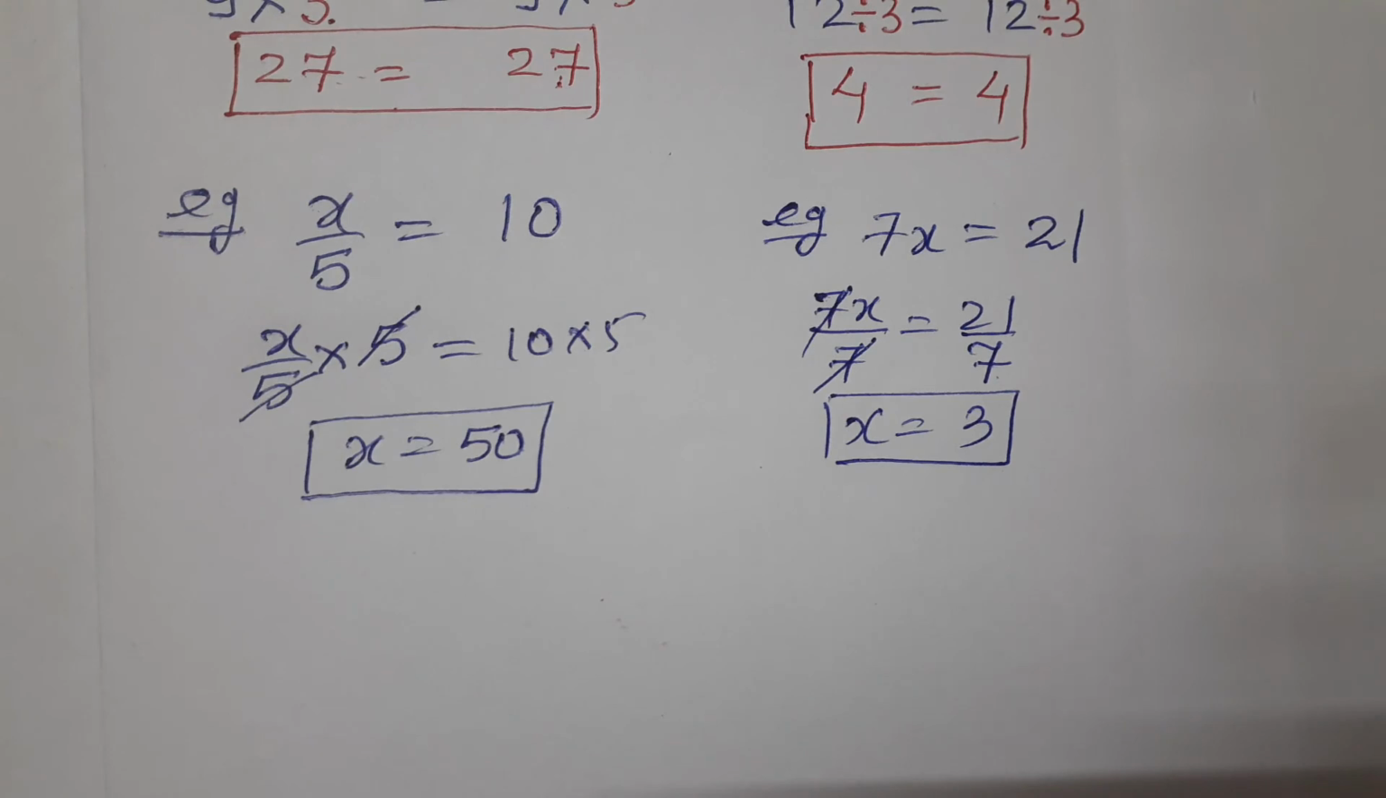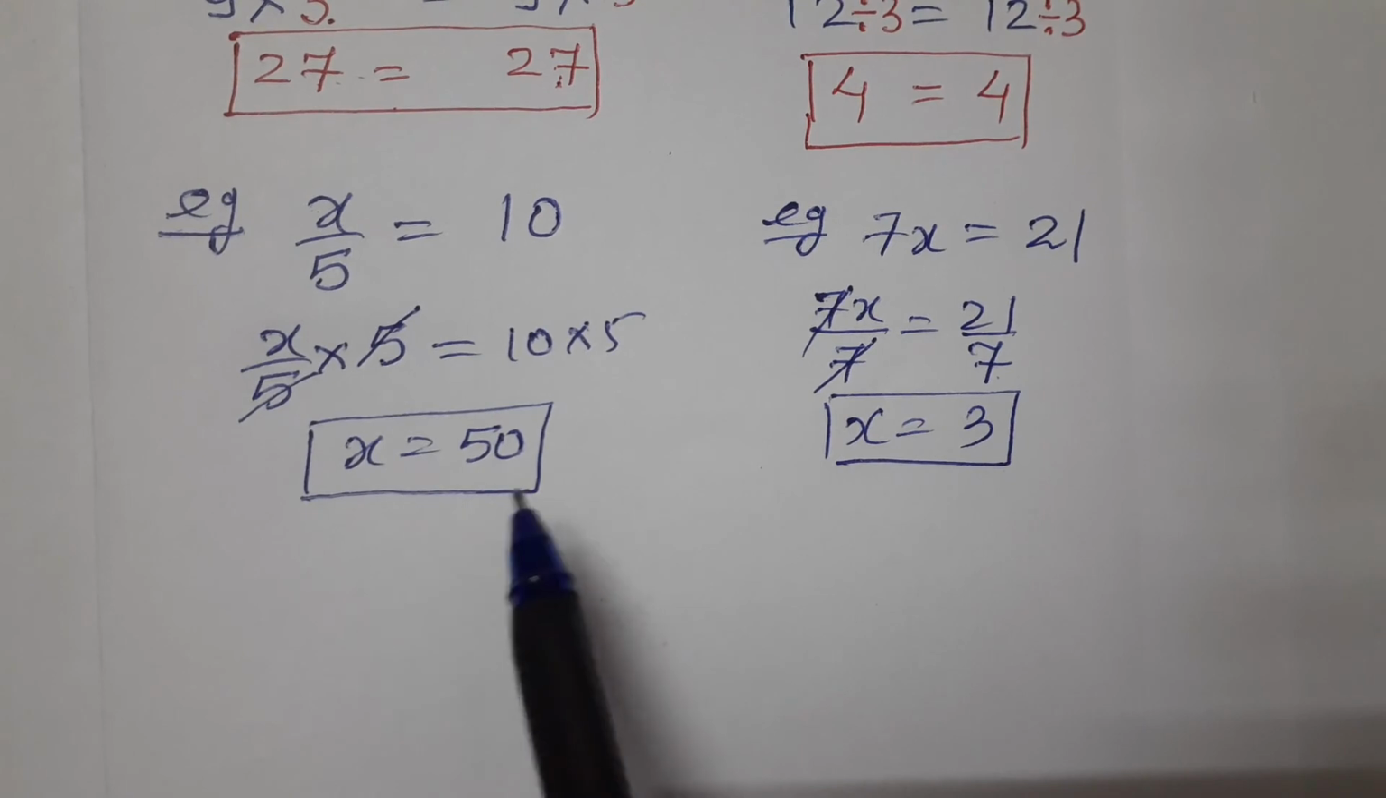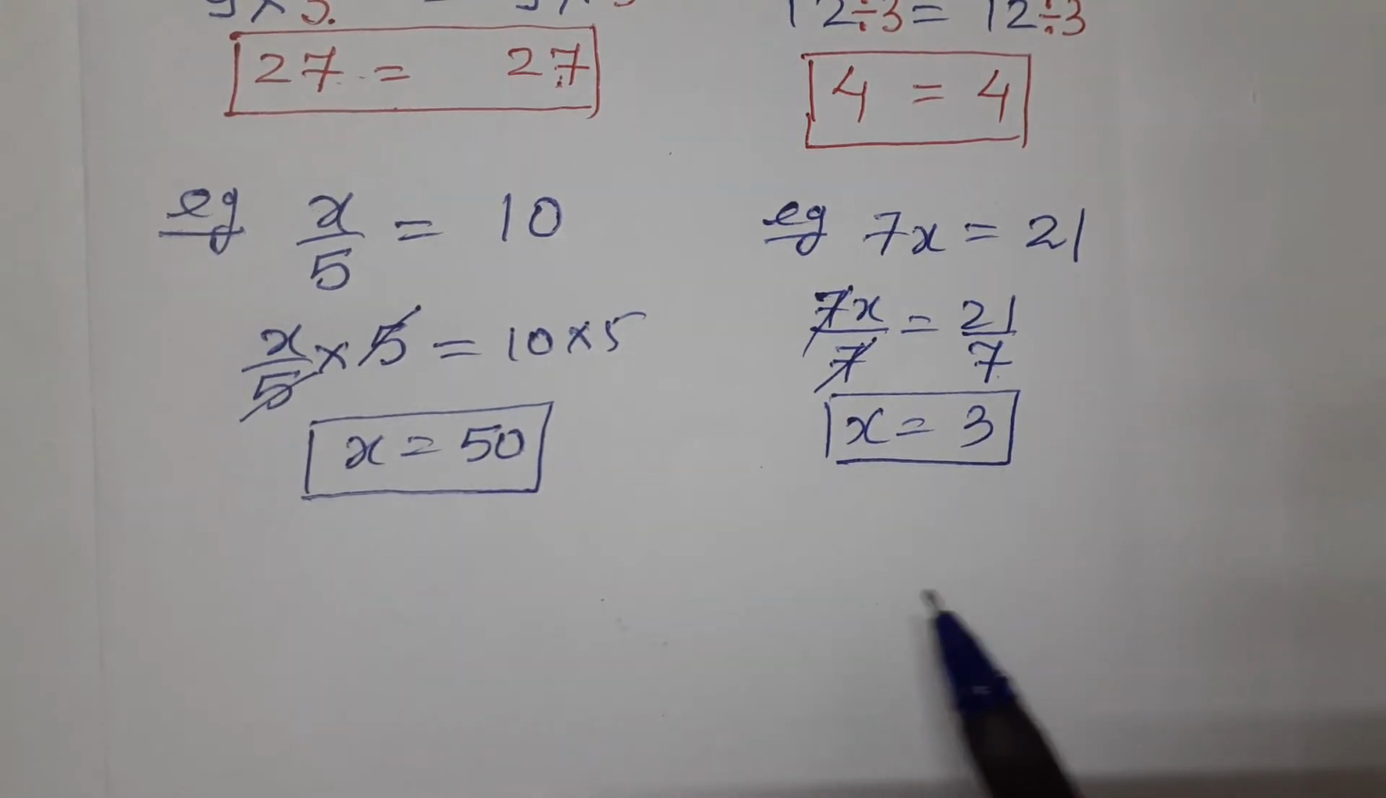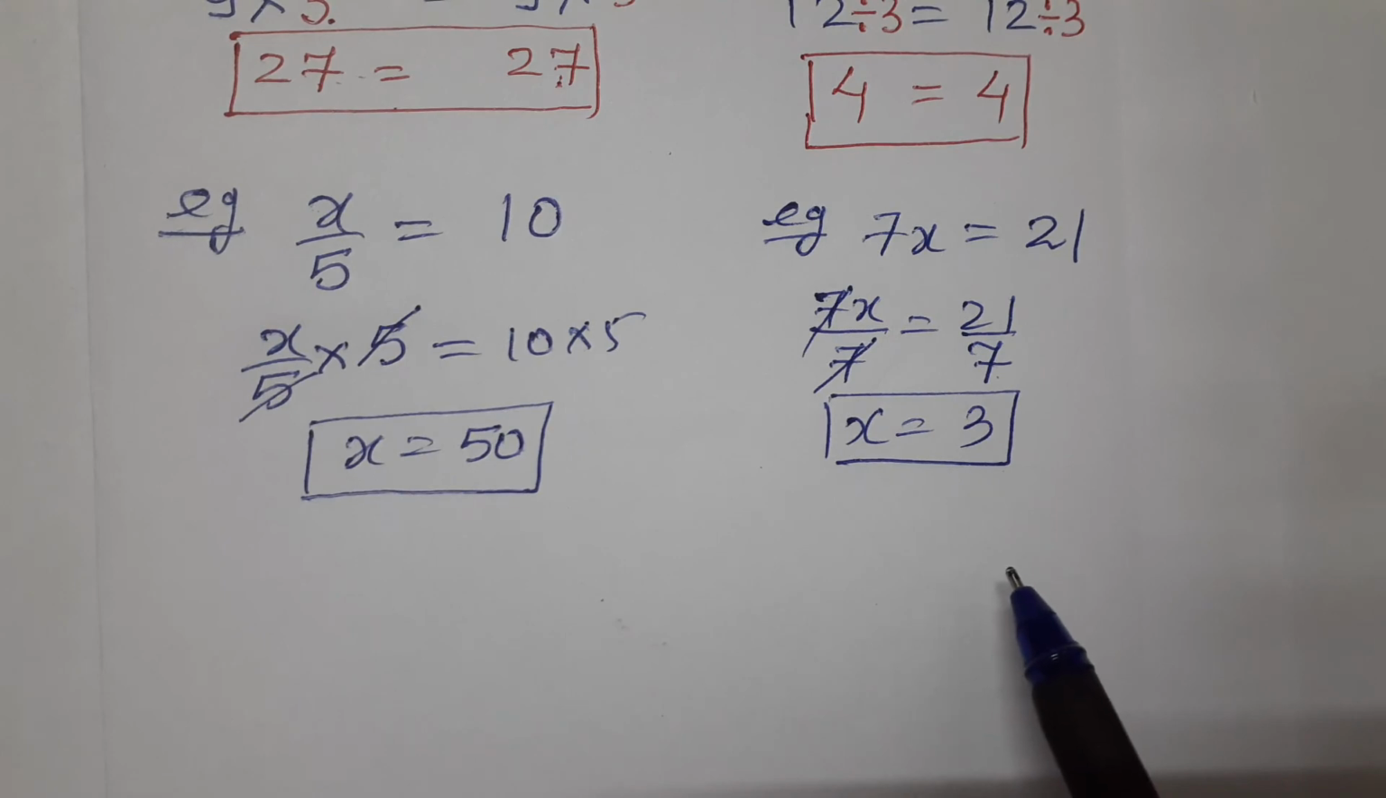So we divided by the same number. The only thing is that we have to multiply, add, subtract or divide by the same number on both sides, otherwise the balance will be disturbed. So I hope you understood.